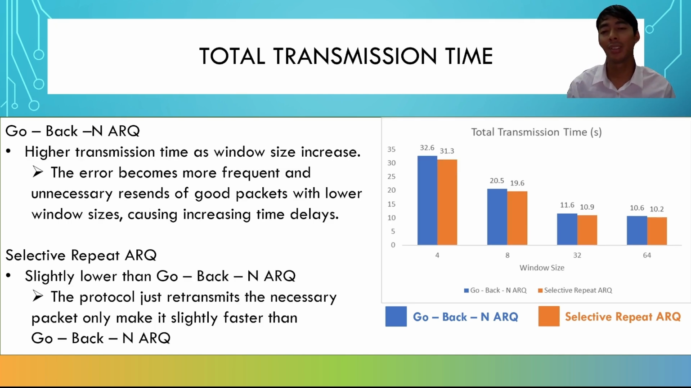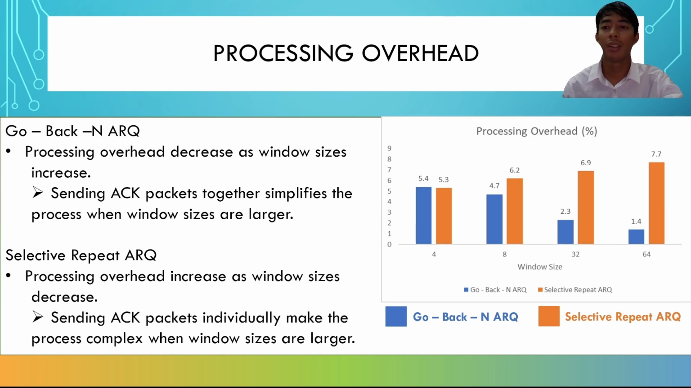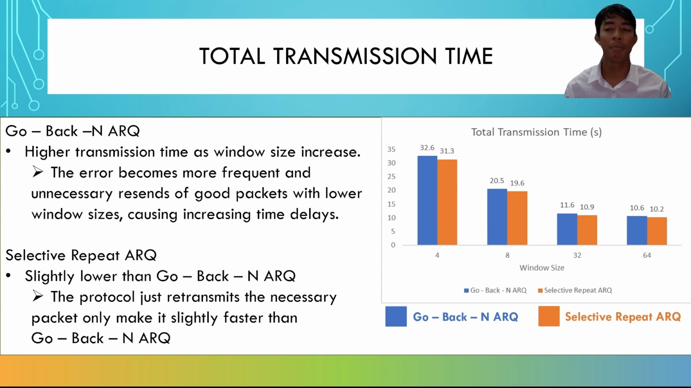Total transmission time is the total time taken for data to be sent from the sender to the receiver. So in Go-Back-N ARQ, the transmission time is high as the window size increases. The errors become more frequent, and the unnecessary resending of good packets causes increasing time delay. The transmission will keep happening in Go-Back-N ARQ, so the transmission time will be high. Selective Repeat ARQ is slightly lower than Go-Back-N ARQ because the protocol retransmits only the necessary packets, so it is slightly faster than Go-Back-N ARQ.